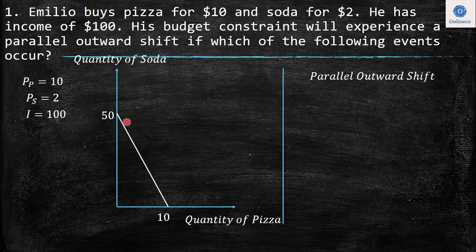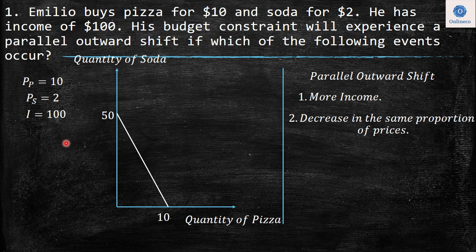Then we know that what we want to represent is a parallel outward shift. It could be the case that you have more income, so automatically you can consume more of both goods. And remember that the slope of the budget constraint is given by the relation of the prices. So if the relation of the prices doesn't change, it means automatically that the slope of that curve will be exactly the same.